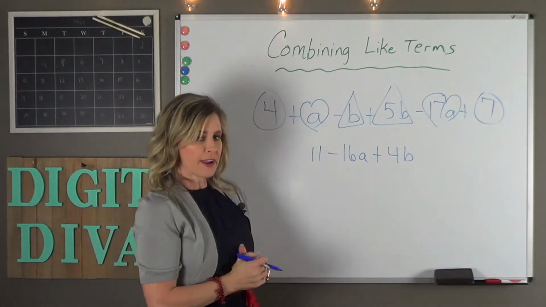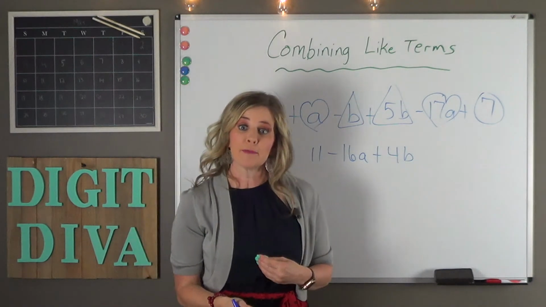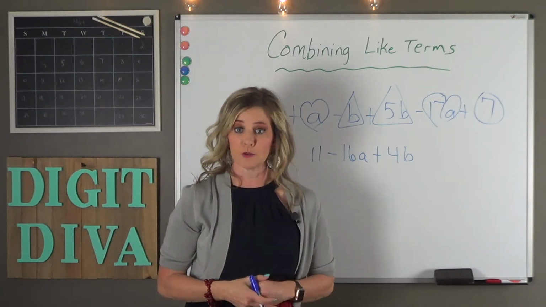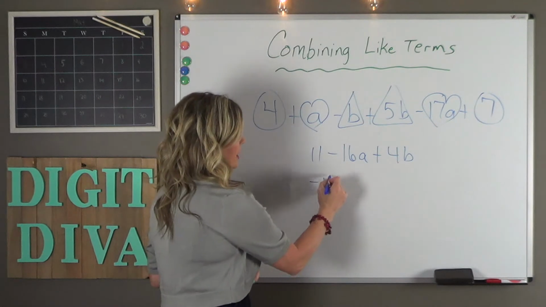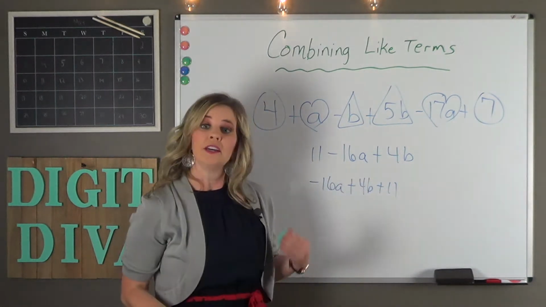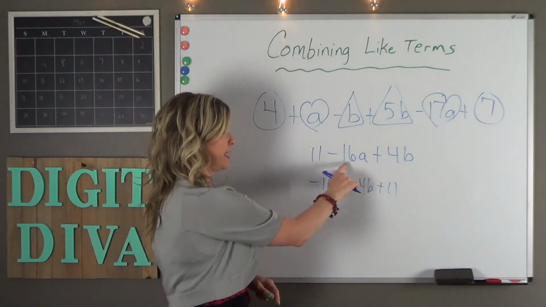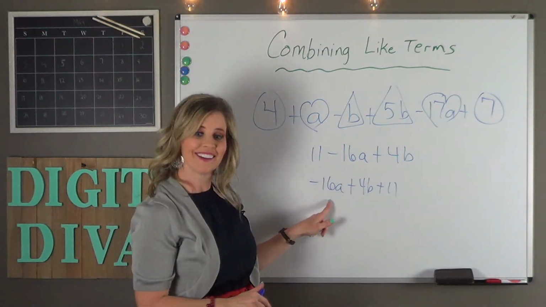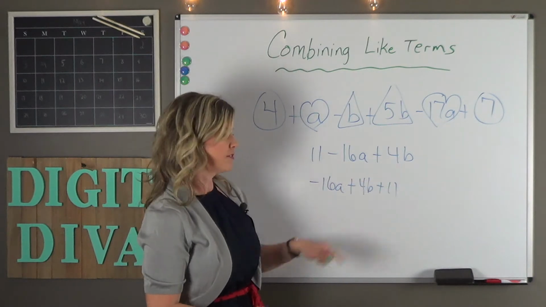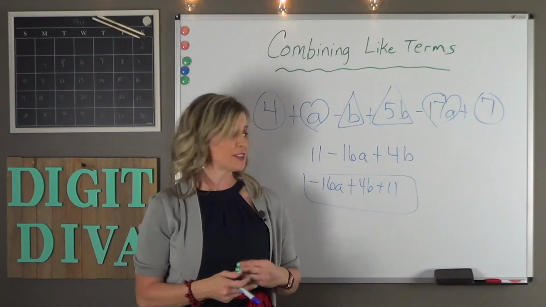So look at our answer, 11 minus 16a plus 4b. Sometimes the best way to arrange your answer is to put it in alphabetical order. So I could put negative 16a plus 4b plus 11. Does that represent the same expression? It absolutely does. Negative 16a, it's still negative 16a. Positive 11, positive 11. Positive 4b, positive 4b. So that's the best way to write the answer to that expression.